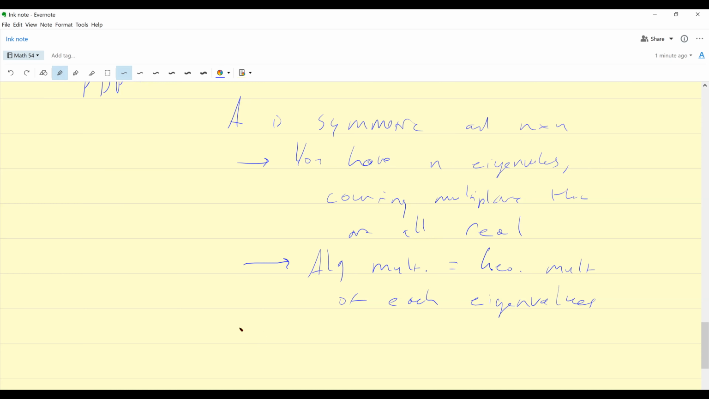Are you saying it's diagonalizable, or is that part two of what you're saying? So yes, it's diagonalizable because all these eigenvectors are going to form a basis. Right?